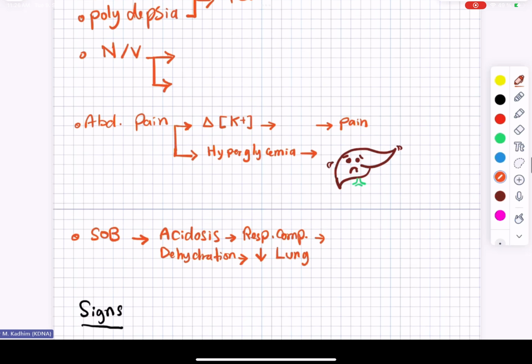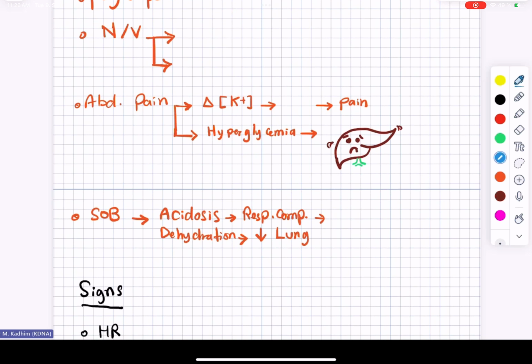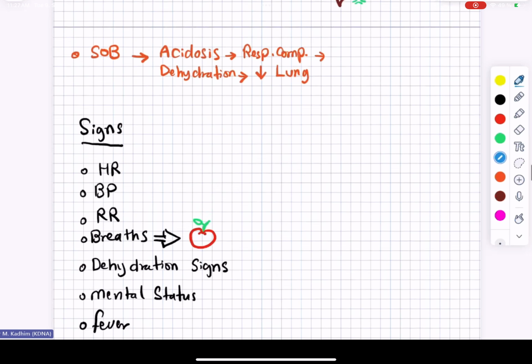Abdominal pain. A change in potassium ion, either increase or decrease, will cause ileus, and that is one cause of the pain. Also, hyperglycemia can affect the liver because the liver is receiving a lot of fatty acids, amino acids, and other metabolic products, and starts to convert them into glucose. So the liver is working overtime, and the concentration of solutes inside the liver cell is so high that it would cause some kind of cellular swelling and cause pain by stretching of the liver capsule.